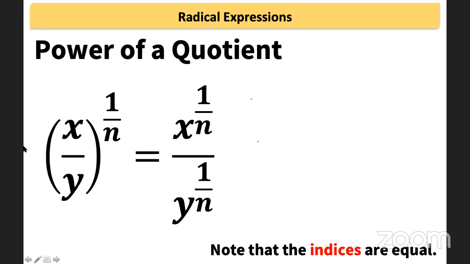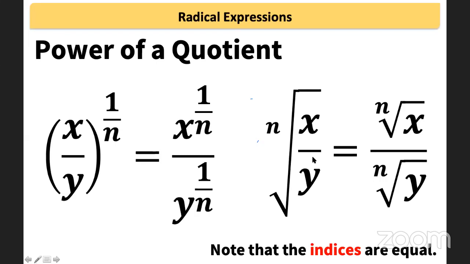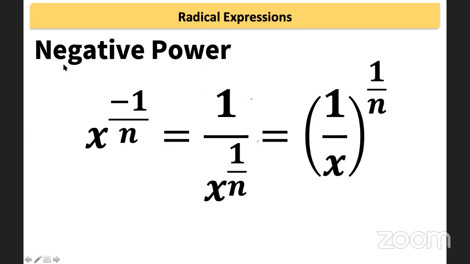So power of a quotient, pareho sa kanina, ito, i-distribute mo lang sa denominator as a numerator and denominator mo. So you'll have this one. In radical form, if you have nth root of x over y, equal lang yun sa nth root of x over nth root of y. Okay, so take note na pareho yung index mo dito. Okay, so pareho rin kapag meron kang negative power, ito, mapupunta lang siya sa denominator. And then, absolute value no original.